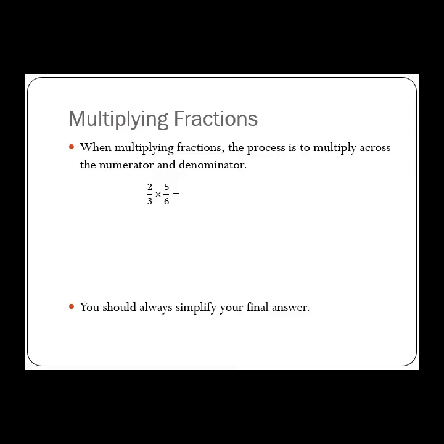Multiplying fractions, the process is that you multiply straight across the numerator and straight across the denominator. So 2 times 5 is 10, and 3 times 6 is 18. And remember, we have to reduce our final answer. So I can divide the top and bottom by 2, and I get 5/9, and 5 and 9 don't have anything in common, so that's the final answer.